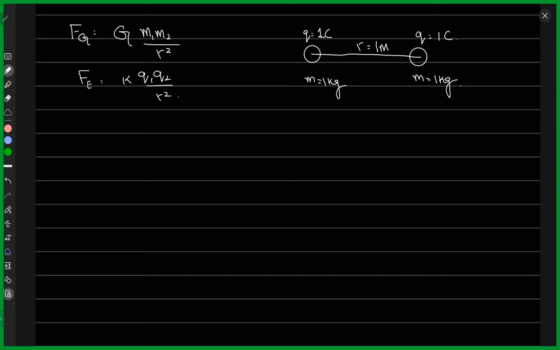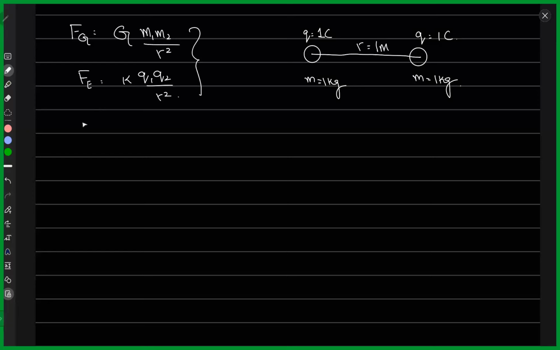Now let's put these values in these expressions. Of course, if these bodies have a mass, then they'll experience gravity. And if these bodies also have a charge, then they must also experience electric force. If that's the case, then I can compute these two expressions and compare them. How do I do that? I'll just put in these values.